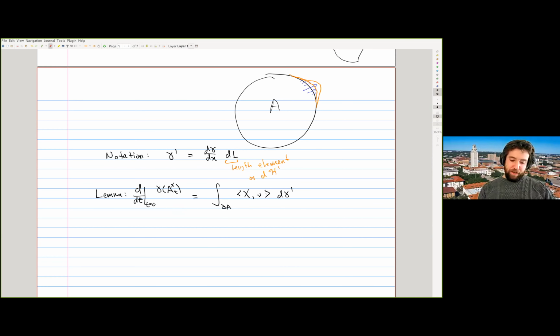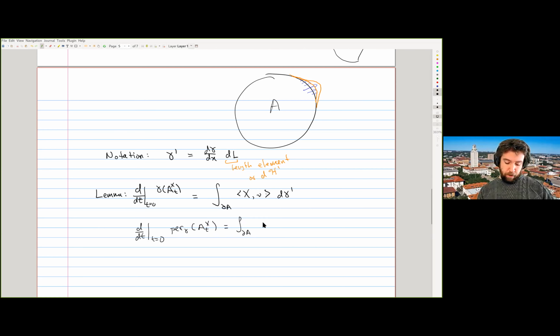Okay, so this is the first formula. This is the change in measure. Now the second formula is I want to know what's the infinitesimal change at time 0 of the perimeter. And this one is a little bit harder to see if you're not already familiar with this kind of business. I was thinking of maybe proving it, but I don't have time. But it's in the notes, which will be uploaded after the talk.